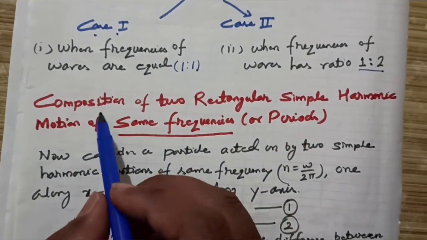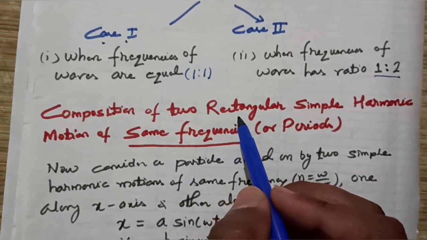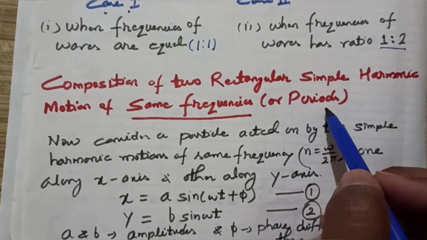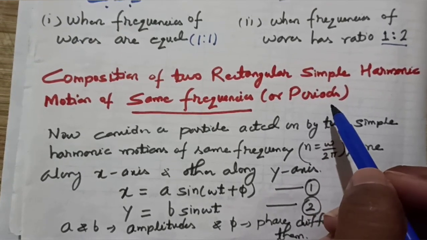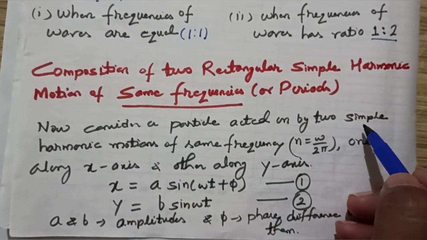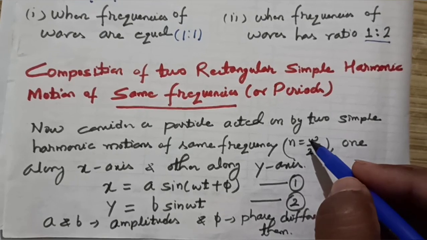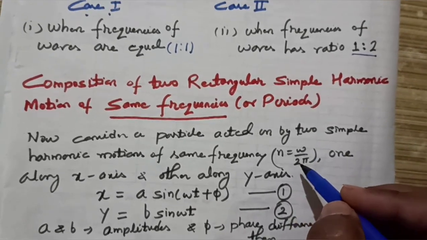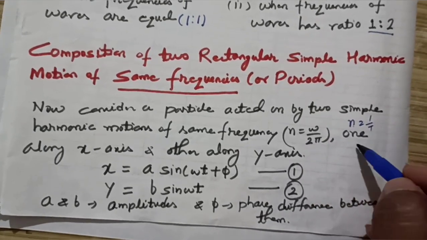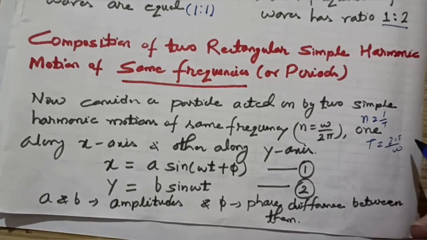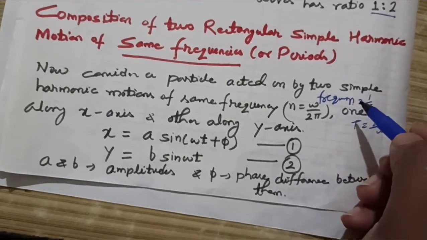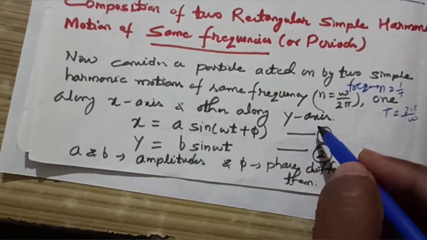For this we are going to discuss the composition of two simple rectangular harmonic motions of the same frequency or same periods. For considering this, we shall consider that we have a particle, and it is acted on by two simple harmonic motions of the same frequency, defined by n equals omega upon 2 pi. You know that T equals 2 pi by omega, that's why n equals 1 upon T. It is the frequency.